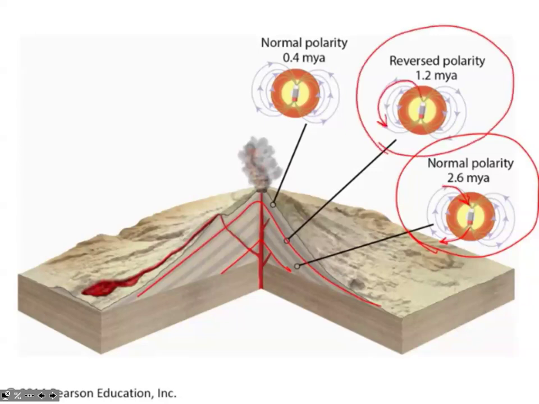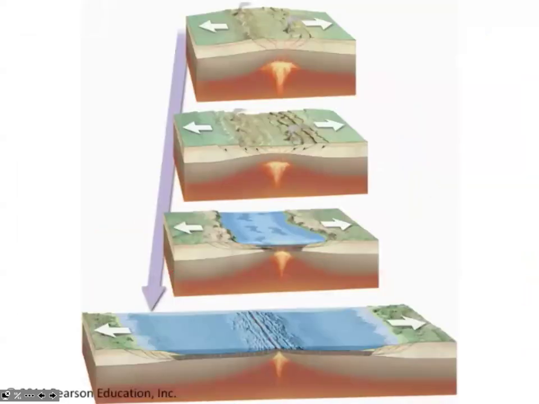It's leaving the magnetic north pole and coming around to the magnetic south pole. And then it goes back to being normal again. So it appears that the Earth's magnetic field flip-flops back and forth between these two stable states. This turns out to be a useful phenomenon to plate tectonics because of the concept of seafloor spreading.